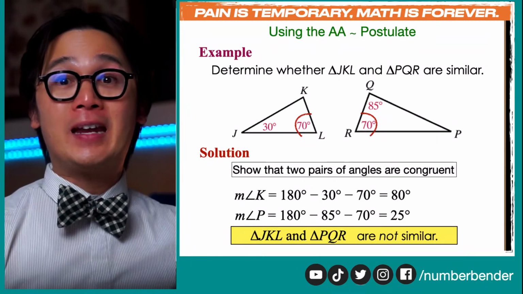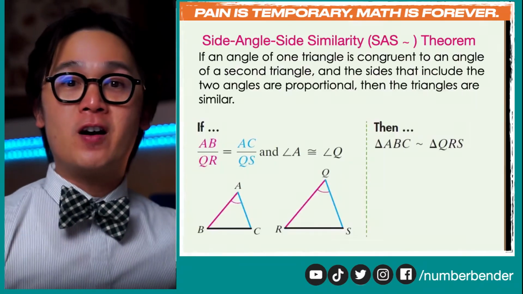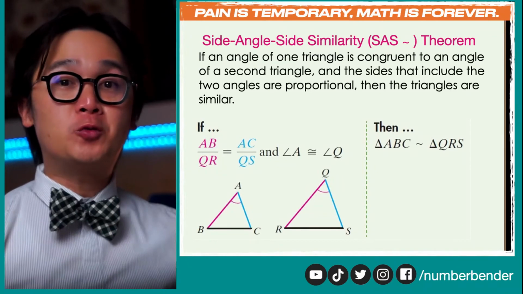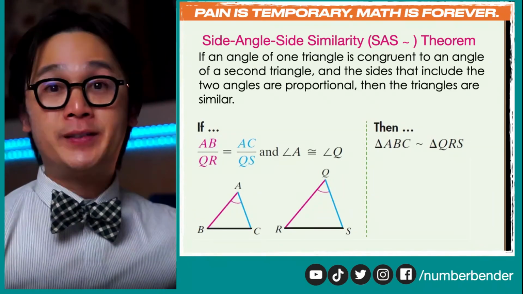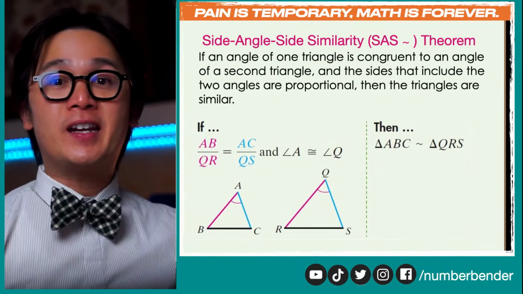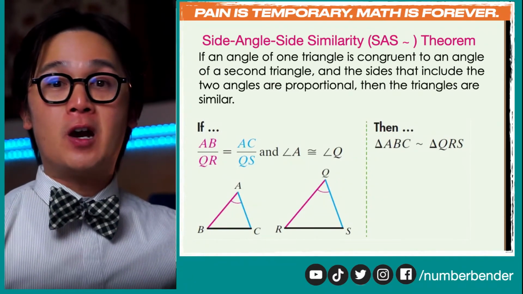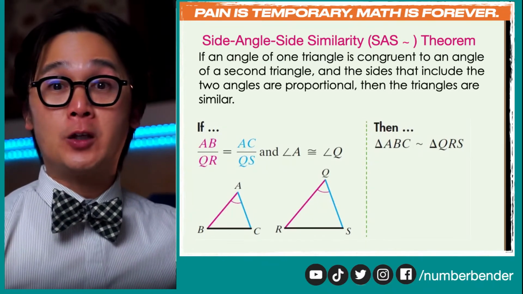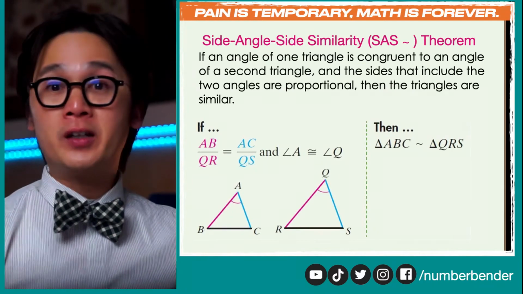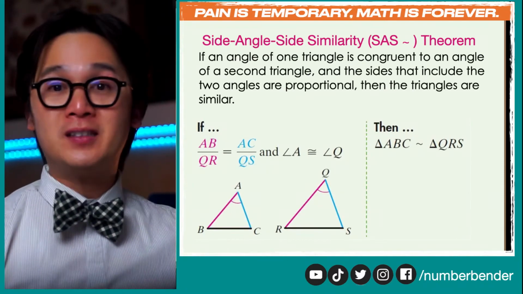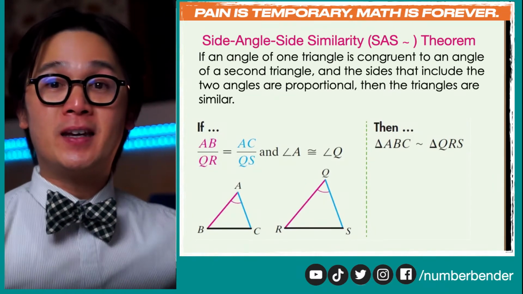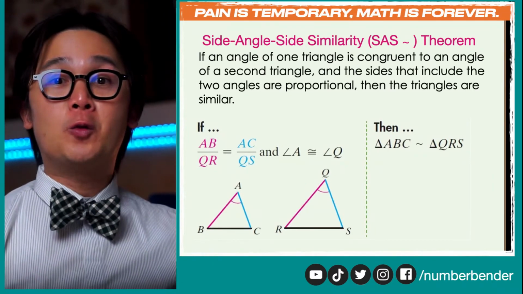So this is the AA similarity postulate, and the other two theorems that we're going to be using to prove that two triangles are similar would be the side angle side similarity theorem. And we are seeing here two triangles, and we know that angle A and angle Q are congruent, and its corresponding sides AB to RQ and AC to QS are both proportional. Therefore, triangle ABC is similar to triangle QRS.